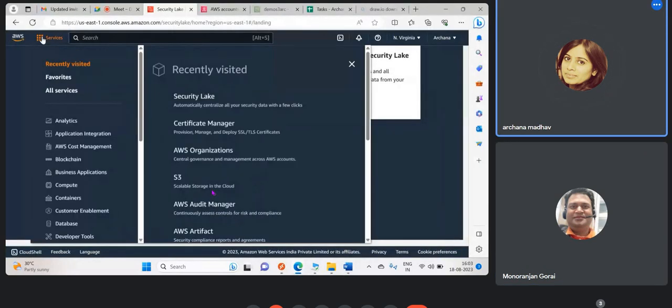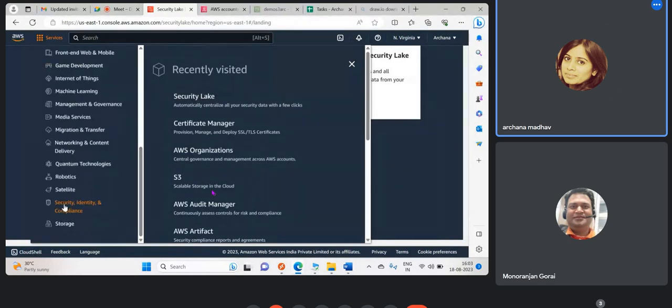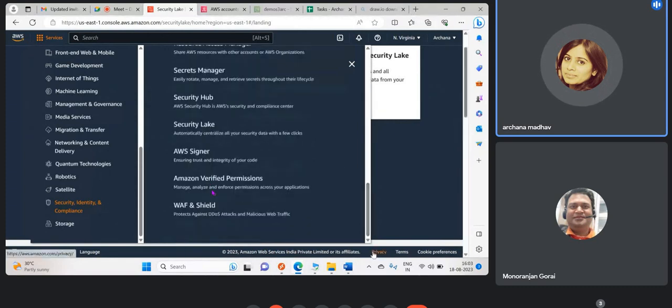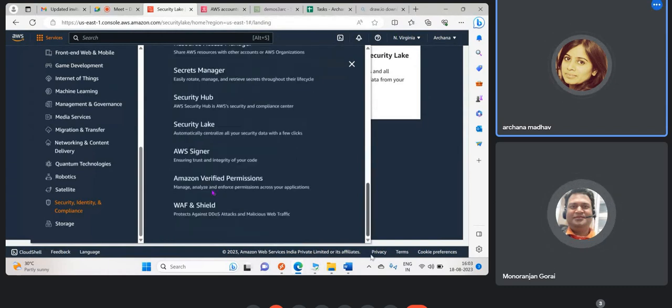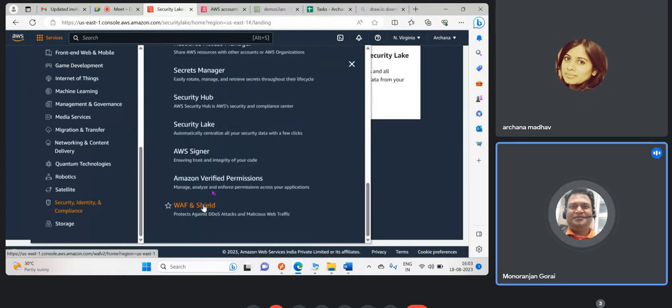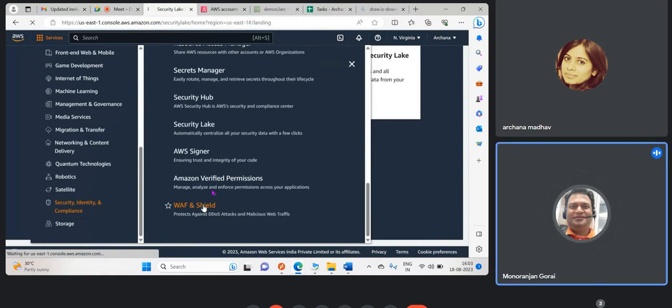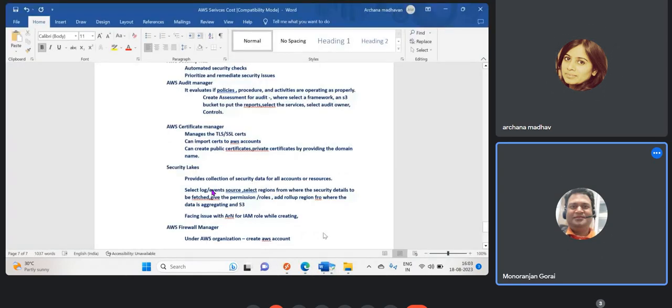Okay, got it. And Firewall Manager, I haven't checked properly. Basically, these are the services that I have. The last one you can go to is the WAF rule and shield. If you have not done this one, you need to do that.